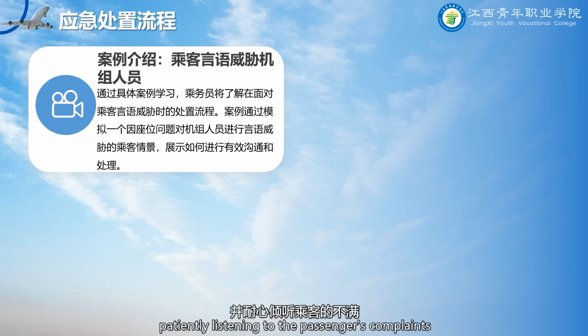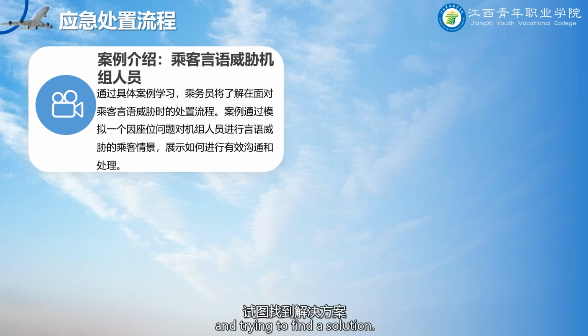Patiently listening to the passenger's complaints and trying to find a solution. However, the emotions of the passengers did not seem to be calmed, but more excited. And his words were full of threats. He said, "If you don't let me sit here, I'll open the emergency exit." Everyone, if you were the flight attendant, what would you do?